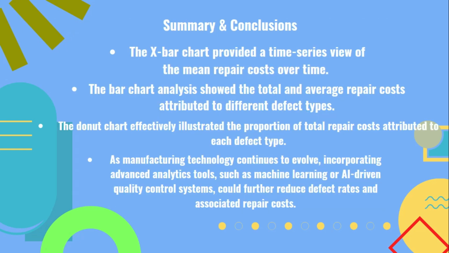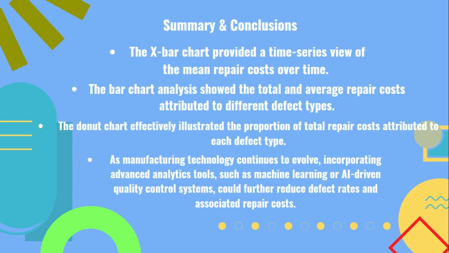So let me give a summary and conclusion. So we can see that the expert provided a time series view of mean repair costs over time. It highlighted periods where repair costs deviated significantly from the process mean, potentially indicating issues in the manufacturing process that need further investigation. And the patterns observed in the X bar chart suggest that there may be cyclical or seasonal trends in repair costs. As more data is collected, predictive models could be developed to anticipate when defects are likely to occur, enabling proactive maintenance and reducing unexpected repair costs.